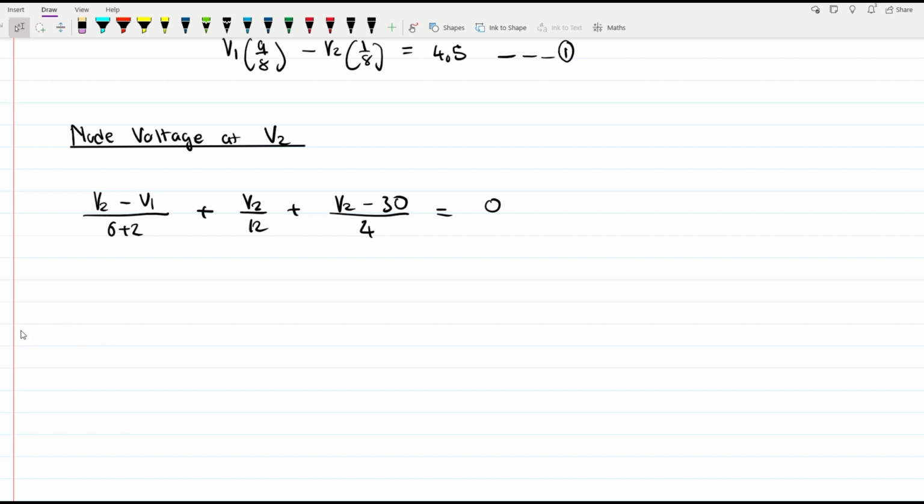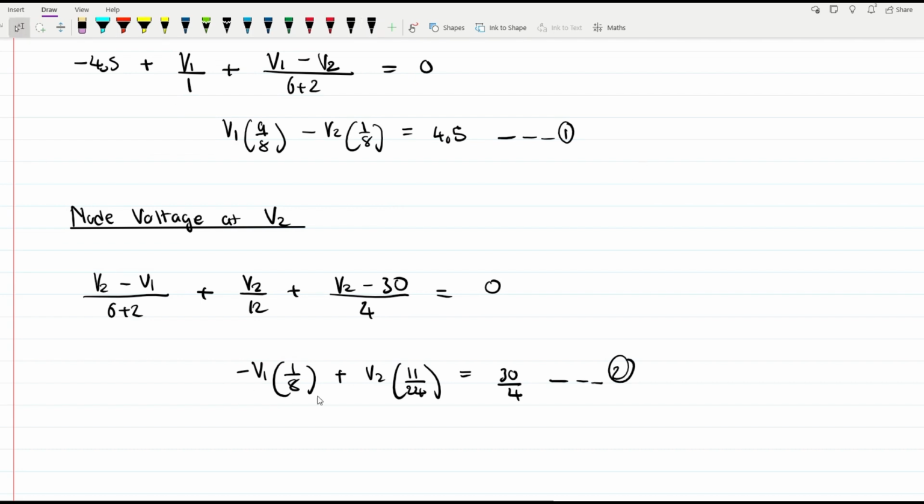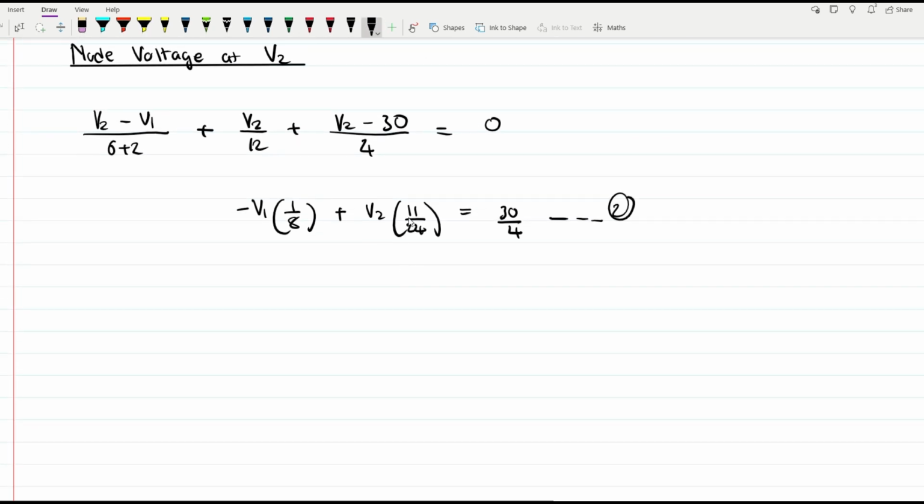So now what we have to do is to simplify this equation. And you should end up with something like this. And now we're going to call this equation 2. So now that we have two equations, two unknowns, we can solve this simultaneously, or we can simply put this into our calculator and solve for V1 and V2. And now we get V1 is equal to 6 volts and V2 is equal to 18 volts.